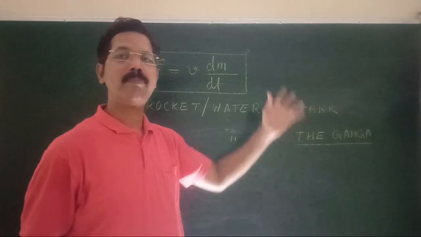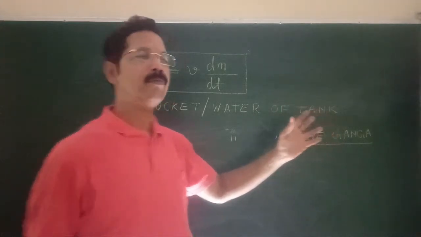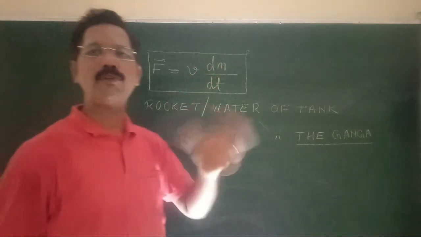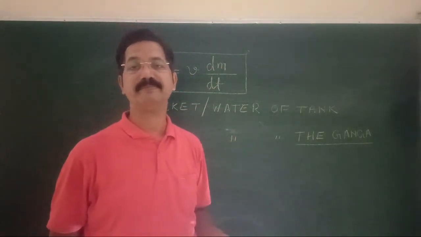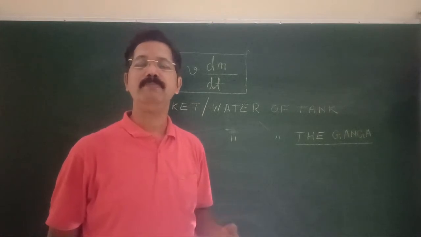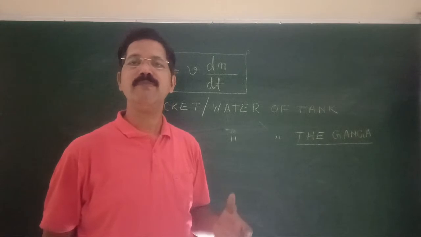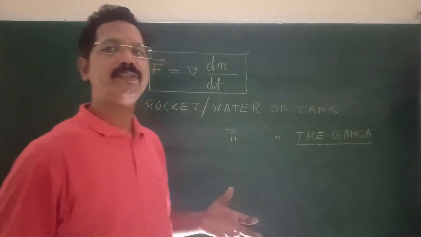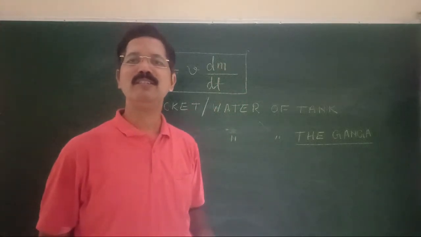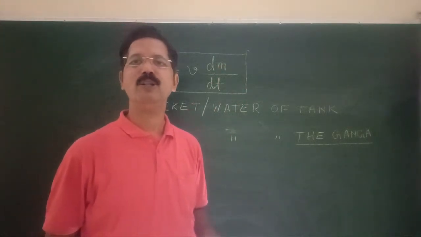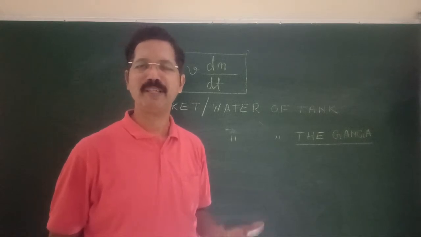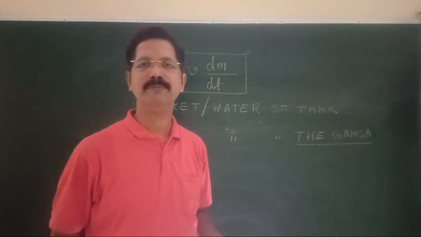So such an application where mass changes and the velocity of the water flow remains what? Constant. From any source, flow of water may be constant. So when velocity is constant, then mass may change. Such a situation is also applied in life. You have seen, I have discussed with you.